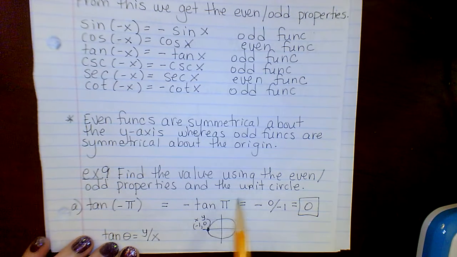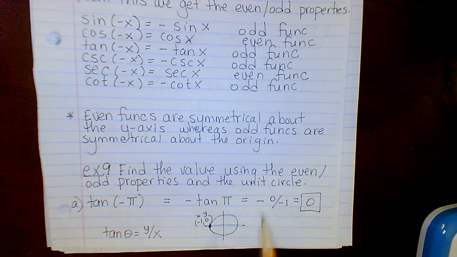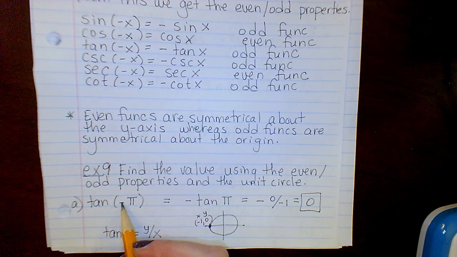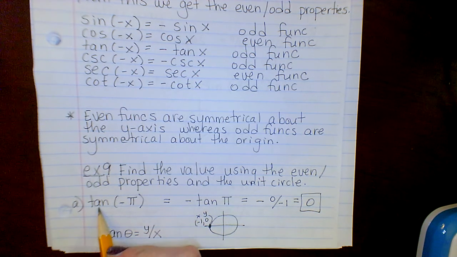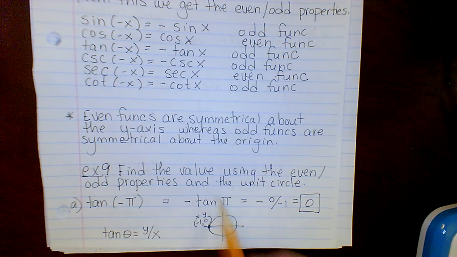All right, let's find the value using the even and odd properties and the unit circle. So tangent of negative pi. Now you can totally use your calculator for this because this is a nice easy one, as you can see what the answer is going to be there, right? So the odd property tells us that this negative is going to come out front because the tangent function itself is an odd function. So we bring that negative out front. Then we do tangent pi.